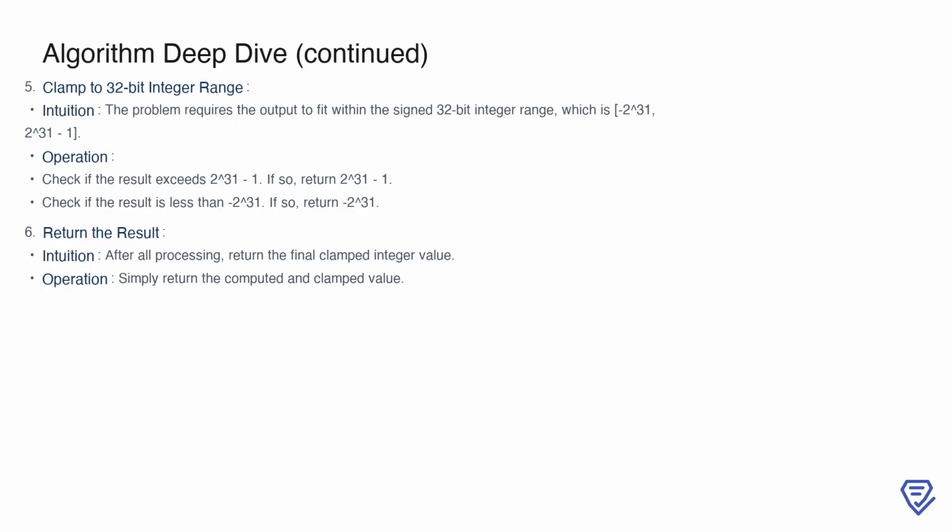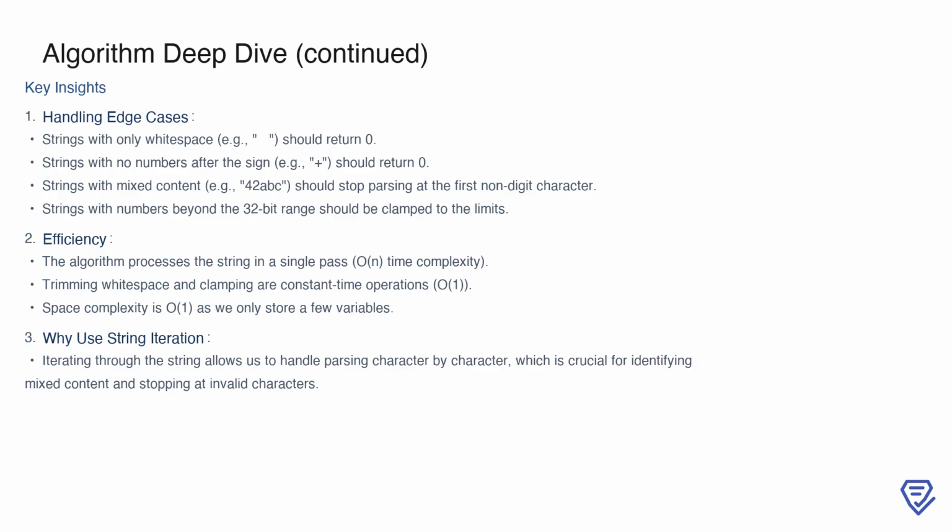This ensures the output adheres to the problem's constraints and handles edge cases where the number might fall outside the valid range. When solving this problem, it's important to consider a few key insights. First, there are several edge cases to handle. For example, if the string contains only whitespace, the result should be 0 since there's no valid number. Similarly, if no digits follow a sign, such as with the input "+", we also return 0. For strings with mixed content, like "42 ABC", we stop parsing at the first non-digit character and only consider the numeric portion. Lastly, if the number exceeds the 32-bit integer range, we clamp it to the defined limits.